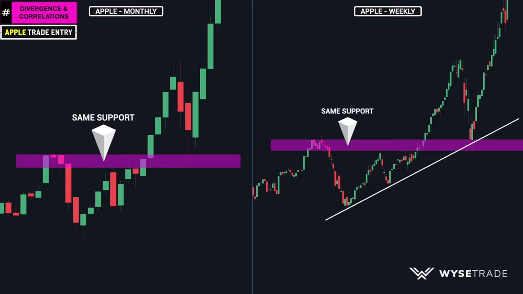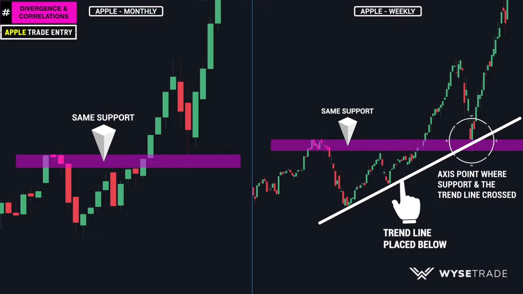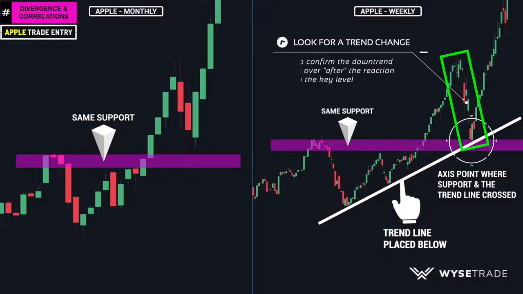Again, same support level, same pullback. But here on the weekly, you also had a perfect trend line placed below. This then gave you your access point here, where the trend line and key support level crossed. You then had a great long wick candle react to the access point and area of confluence. So both the weekly and monthly are confluent, but we need to look inside of this downtrend for a trend change in order to confirm it is over.